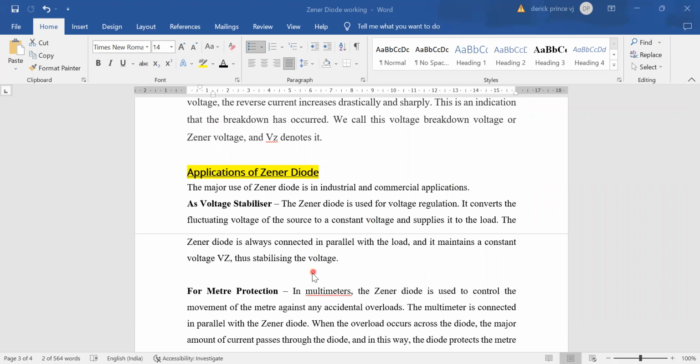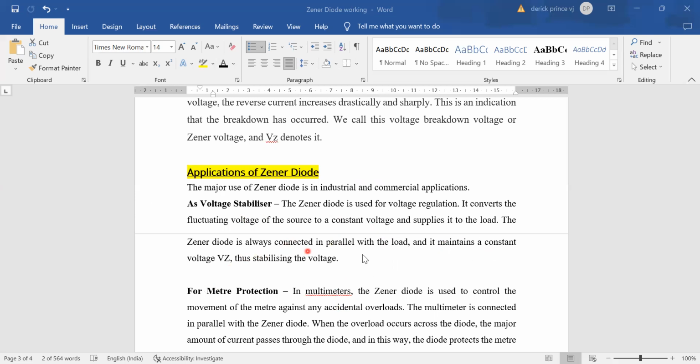Next is the application of the Zener diode. Whatever we are learning, where it is applied is very important to remember for life. It is used as a voltage stabilizer, as already said. The fluctuating voltage of the source will be converted to a constant voltage and supplied to the load. The load may be continuously varying, or the source may be increased or decreased, but the output of the Zener is going to be a constant, stabilized one.